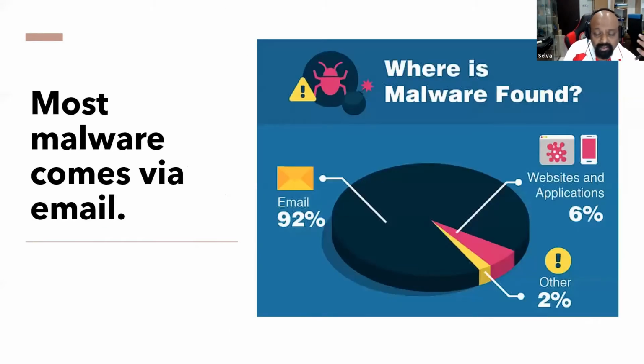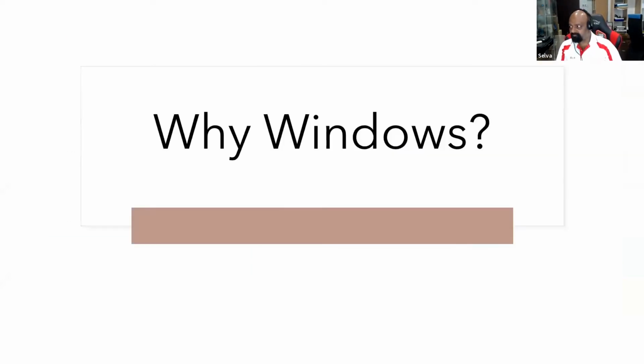Most malware comes through emails. These are some of the facts that are already identified and discovered, right? So these are some of the facts about where malware is going to come from in the future, right? But most of the malware infiltrates the Windows operating system.